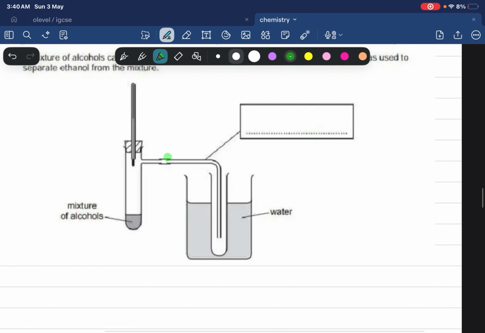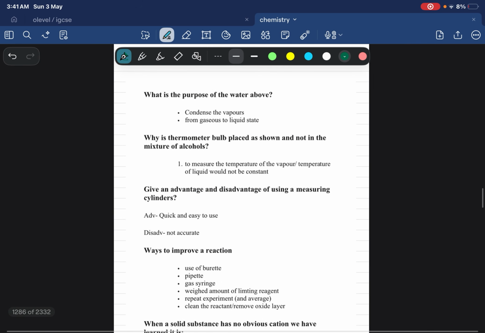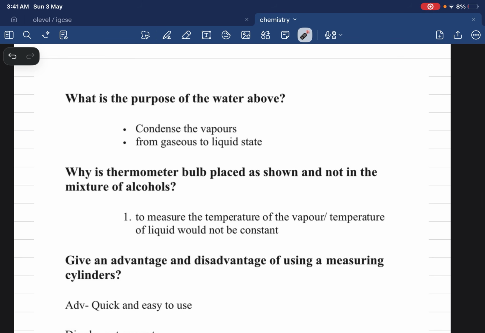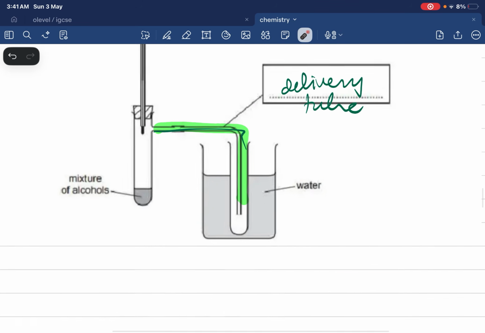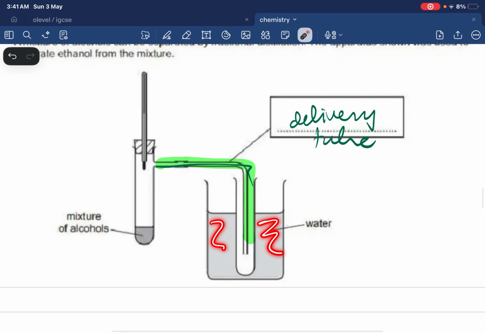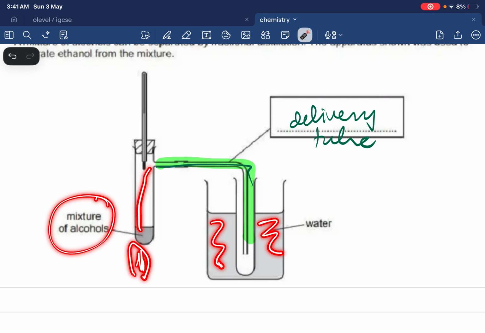Then this is a very important question. What is this thing? This thing is a delivery tube. You use a delivery tube to transfer substances. What is the purpose of water above? So you can see over here that there is water and a mixture of alcohols. You might be heating it and the alcohols are evaporating, and they're asking why there is water over here.